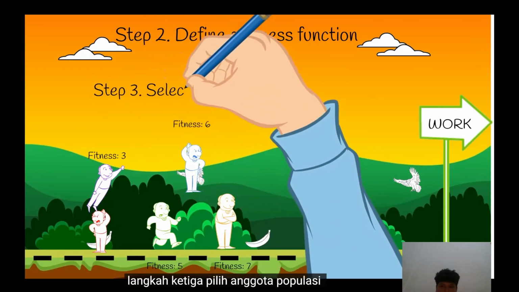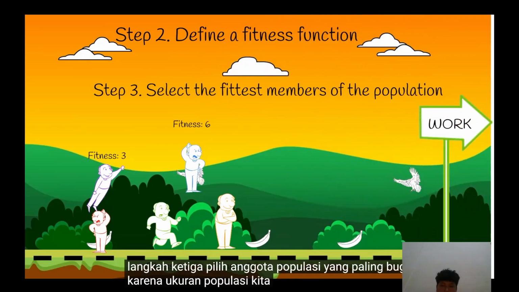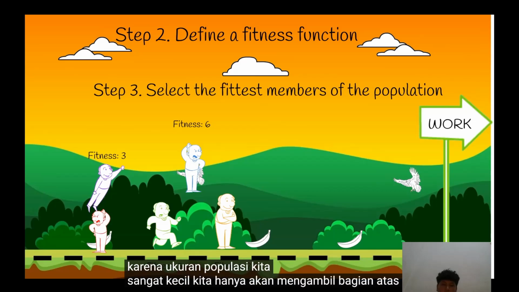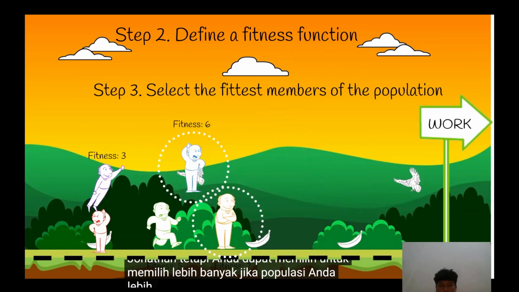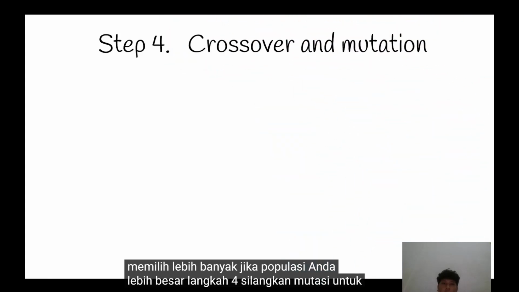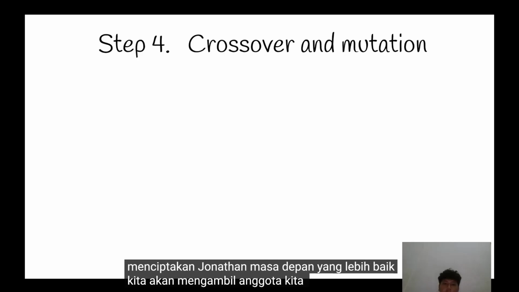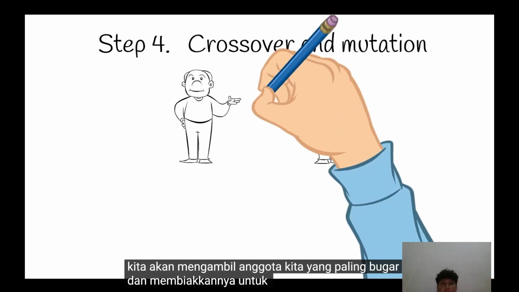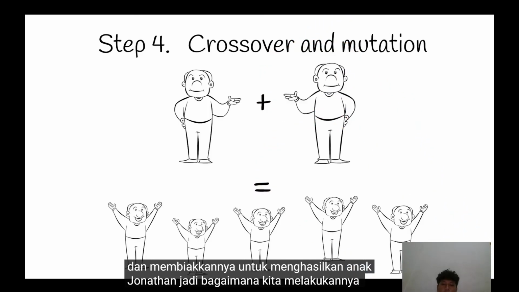Step 3. Select the fittest members of the population. Since our population size is very small, we'll only take the top 2 Jonathans, but you could choose to select more if your population was larger. Step 4. Crossover and mutation. In order to create better future Jonathans, we're going to take our fittest members and breed them to produce child Jonathans. So, how do we do that?